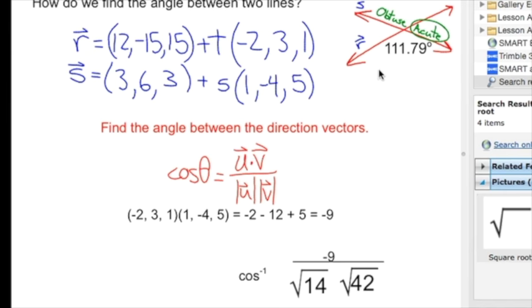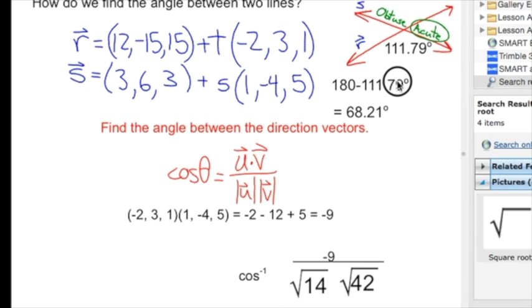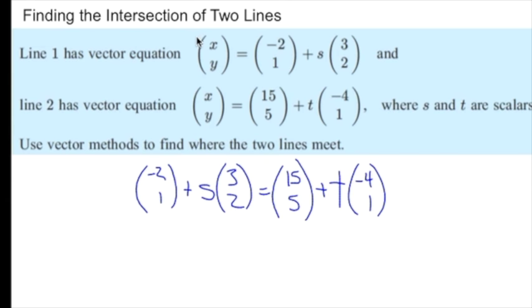So we're actually not done here yet. We need to take 111.79 and we're going to subtract that value from 180. So there is the angle we're actually looking for. That brings us to the question.